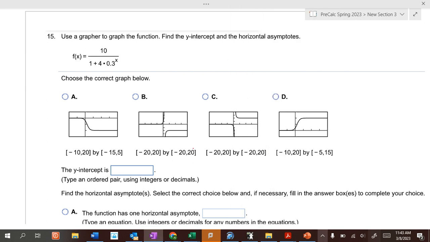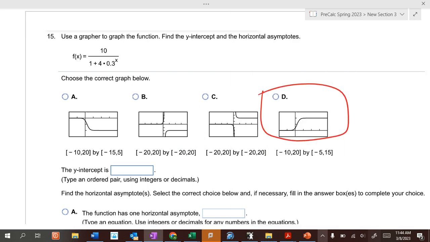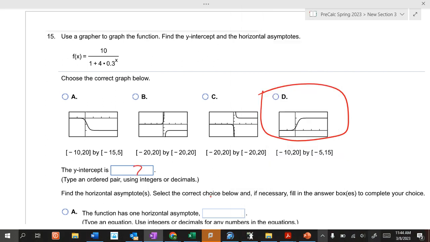I better look at this one. I think it's this one. But I just gotta see for sure. Nope. It is choice D. Okay. So we're looking at this one. The y-intercept is easy to find. If you just trace to zero, you can find the y-intercept, which is 2.